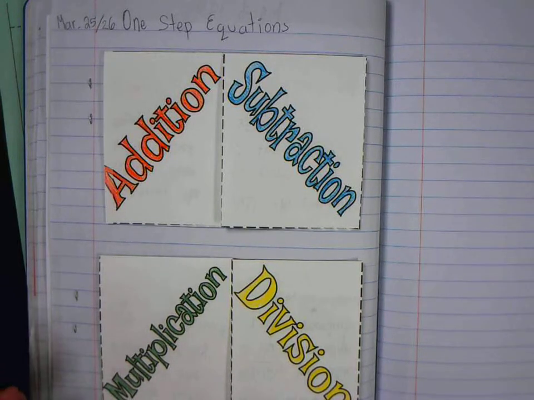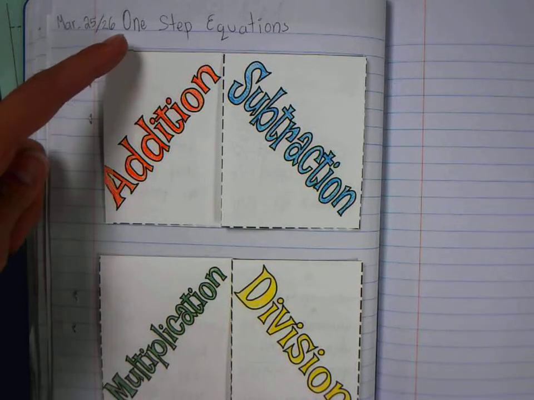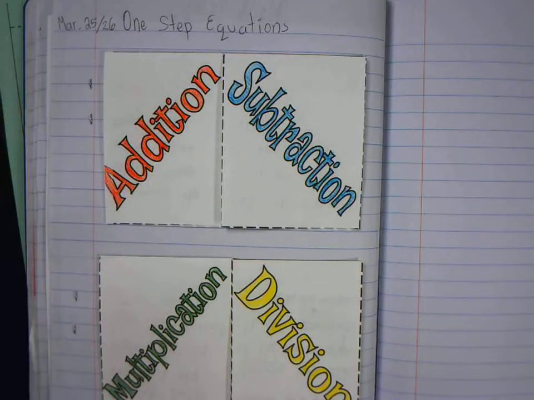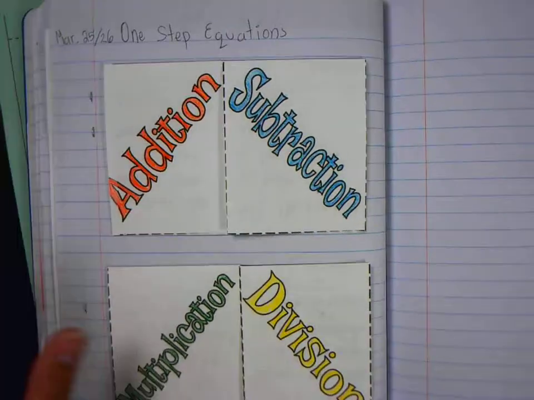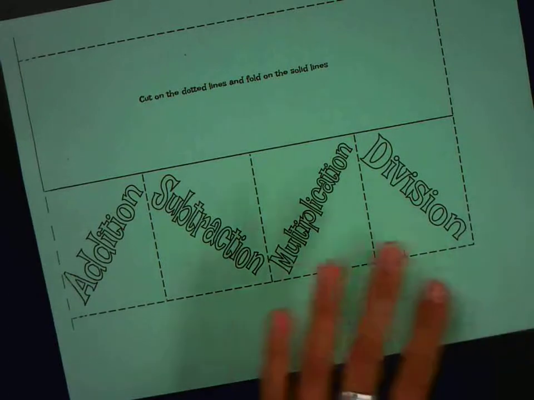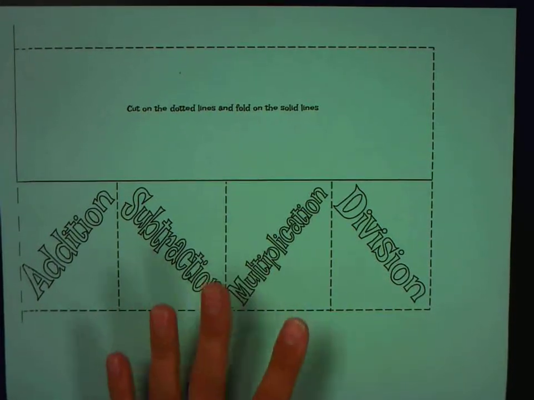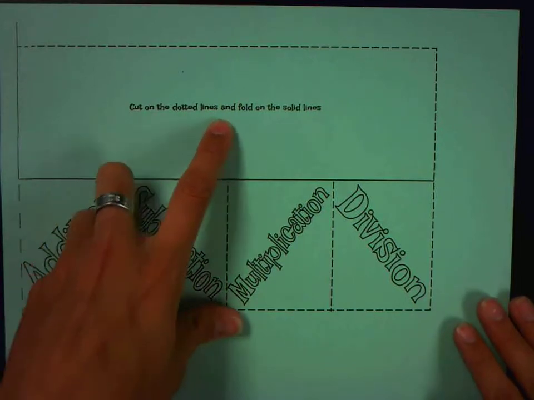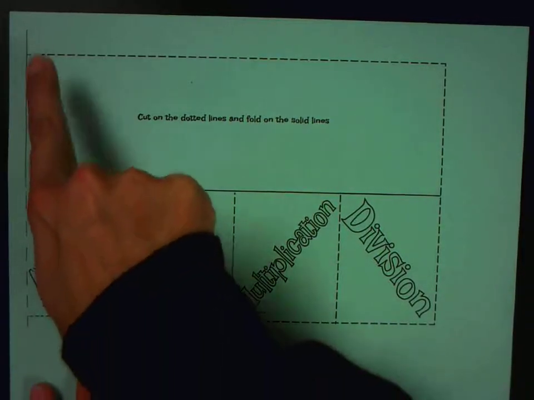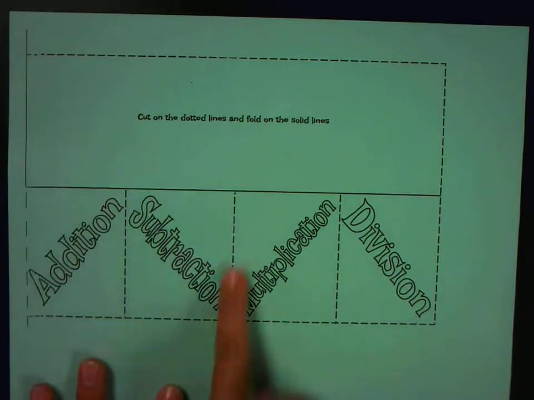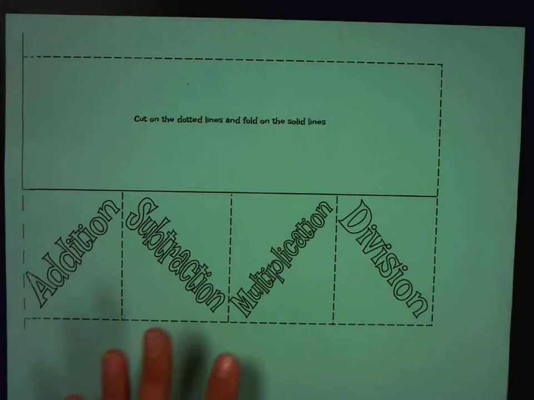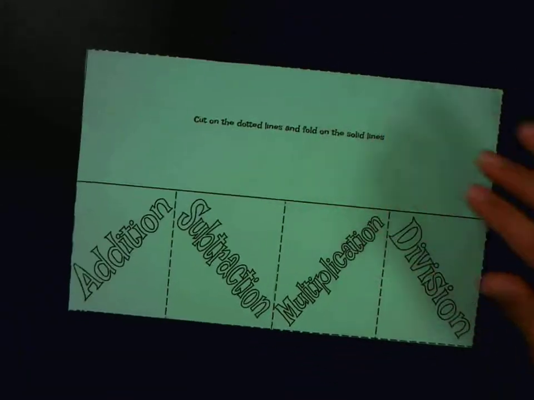Okay? So in order to start this foldable, you have to make sure you have a green foldable. Yours is going to be green. Make sure that you cut on the dotted lines and fold on the solid lines. So you're going to take a pair of scissors and cut on the dotted line. I know that's not dotted over there, but you're going to cut over there. Then you're going to cut on these little dotted lines. When you have cut and folded, you should have something like this. And then you just fold it over, and you should have your 4 flaps with our 4 operations.